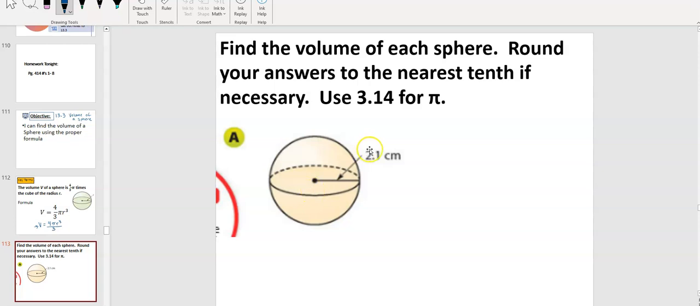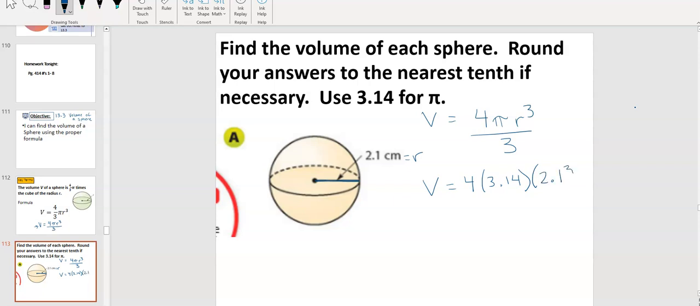Okay, so this problem right here, we're going to find the volume of this sphere. We're going to use 3.14 for pi, and we're going to round to the nearest tenth. So I'm going to start by writing out that formula. I'm going to write out the second one that I wrote, 4 times pi times r cubed divided by 3. And then I'm going to take the information that I'm given. Because this is just half of my diameter from center there, this is my radius. So I'm just going to plug that in. So my volume is really 4 times 3.14 for pi times my radius cubed. And then all of this is going to be divided by 3.